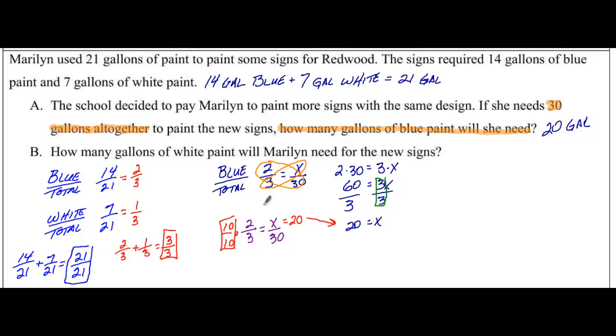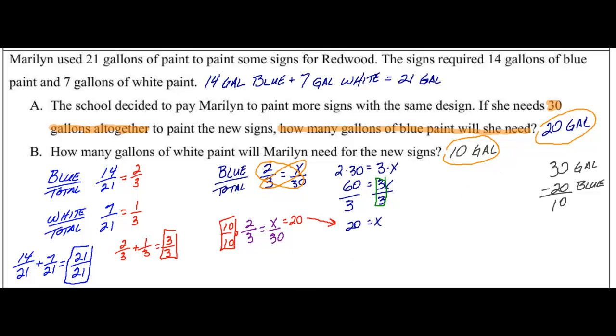All right, last step is the second question. How many gallons of white paint will Marilyn need for the new signs? And there are a couple of ways we can find this. Probably the most straightforward way is to say, well, she needs 30 gallons altogether. She just put in 20 gallons of blue. That leaves 10 gallons. She will need 10 gallons of the white paint. So that's her final answer for white paint. 20 gallons was her final answer for blue paint.